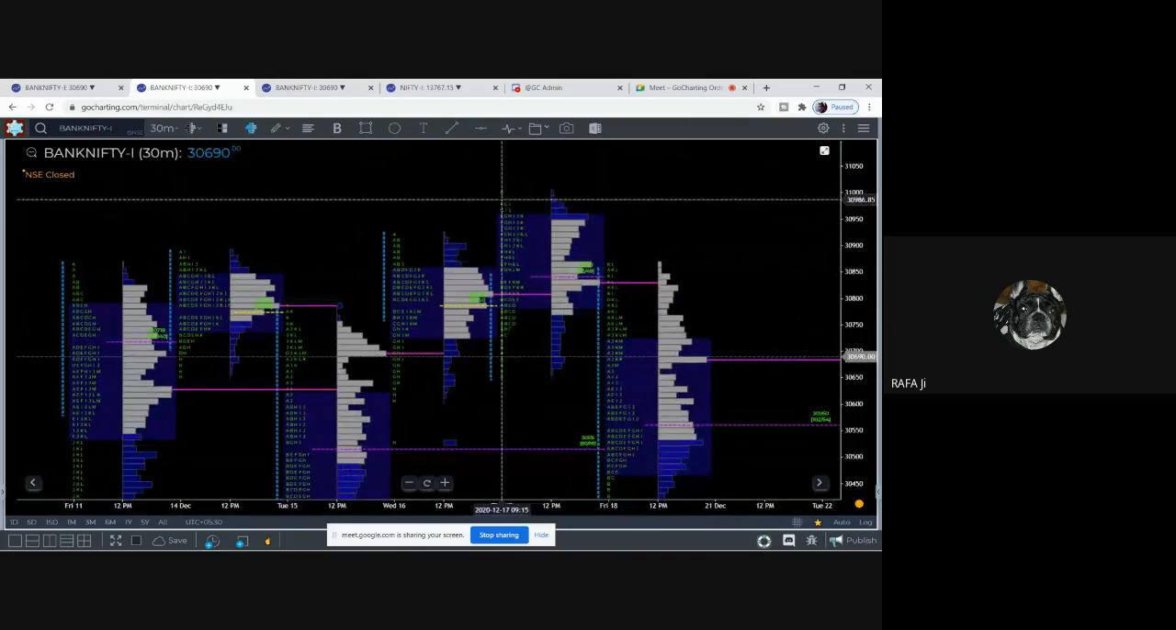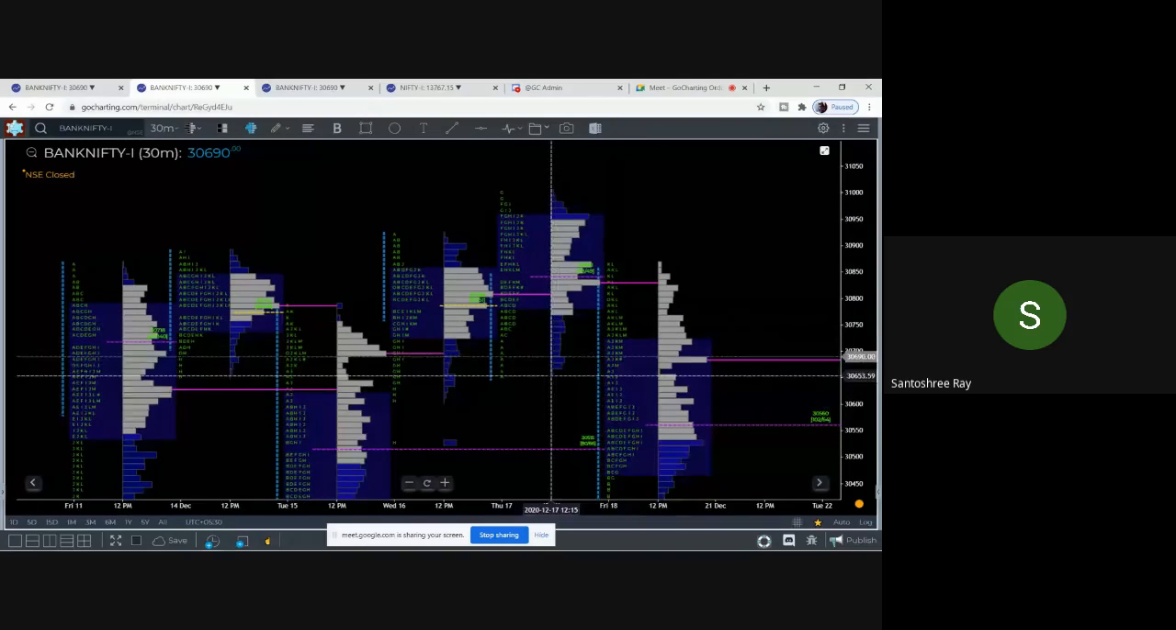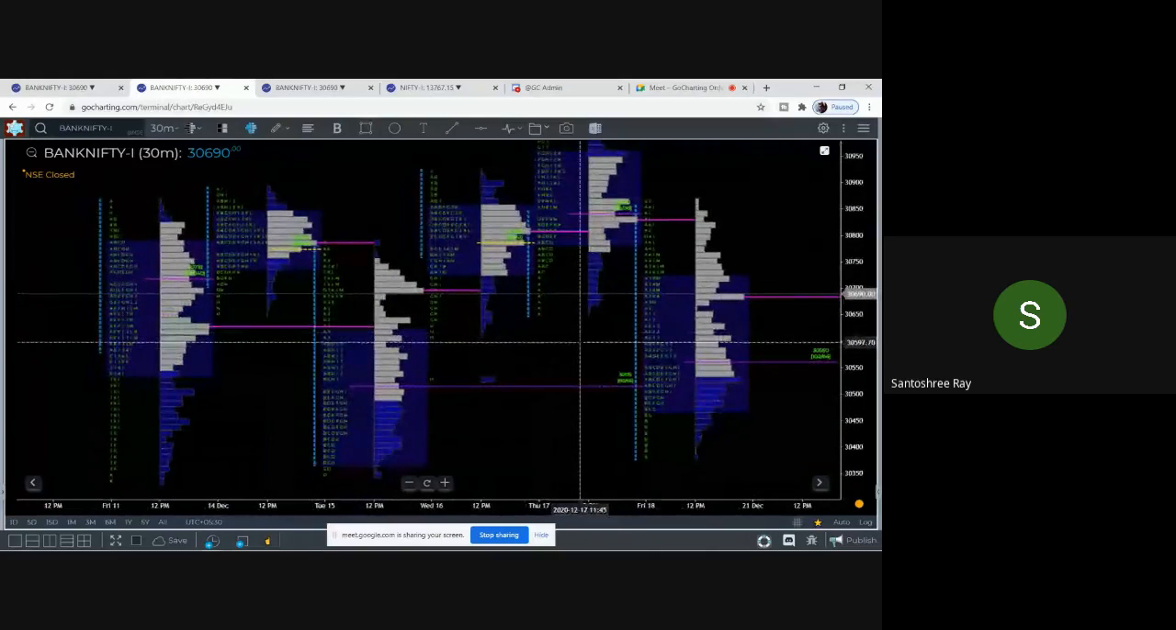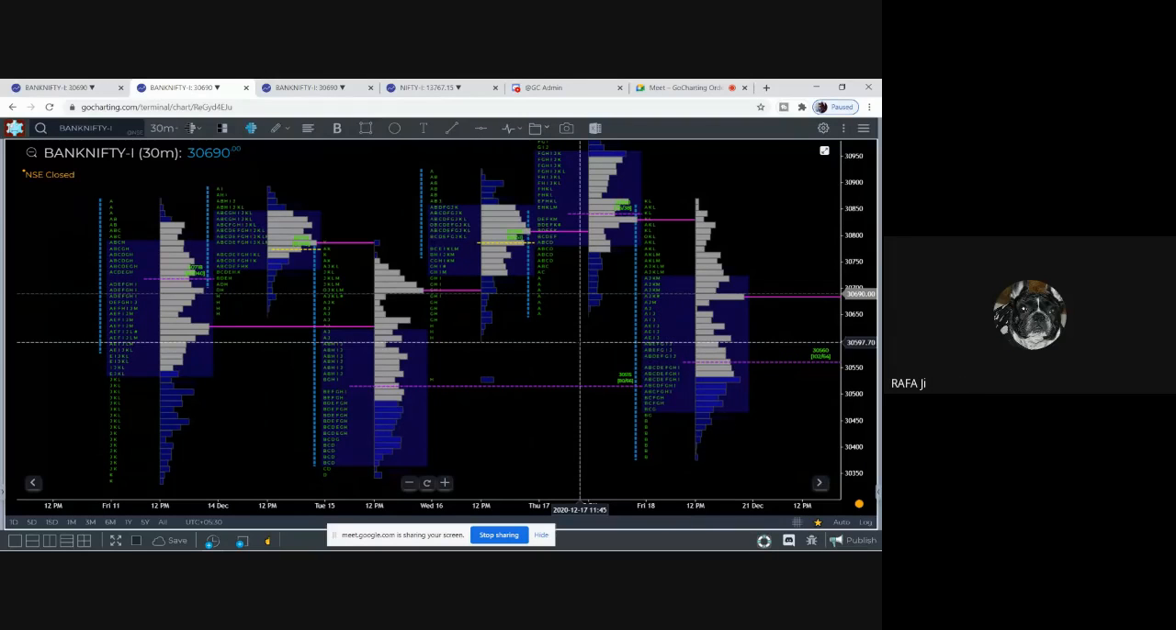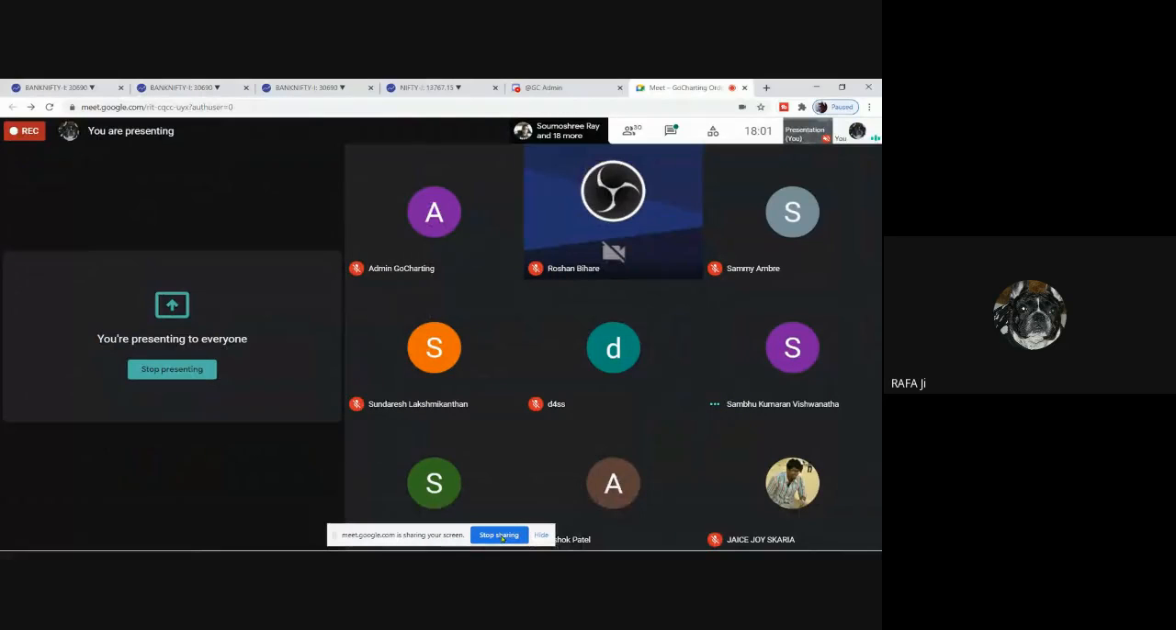Let me share a few levels for next week to watch out for, essentially from a profiling point of view, and then I will cover just a quick order flow technique as well, which can be used again in day-to-day market conditions for people. If it's okay, I'll just share mine. Sure. I'll stop sharing my screen.